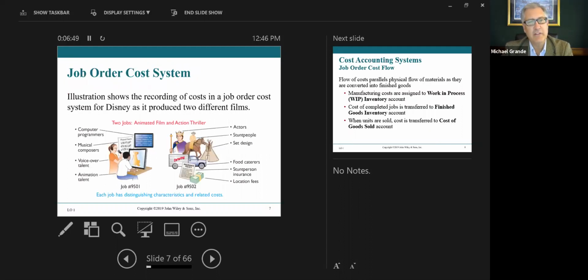The illustration that they're using here shows the recording of cost in a job order cost system for Disney as it produced 2 different films. One's an animated film and one is an action thriller. So different costs go into different jobs. You can see here they have an illustration of job number 9501 versus job number 9502. Different costs, different amounts need to be kept track of.